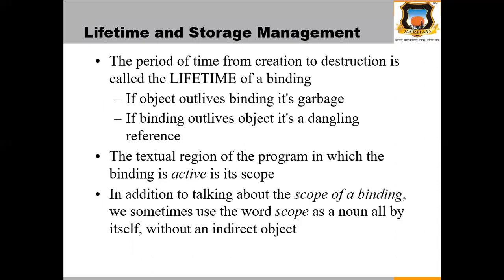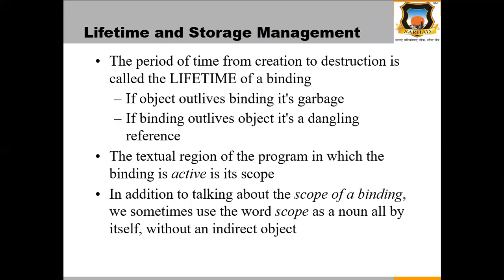Now, the period of time from creation to destruction is called the lifetime of a binding. When the binding is created, its lifetime starts, and when the binding is destroyed, that is the end of it. When an object outlives its binding, it is called garbage. If the binding outlives the object, it is a dangling reference. When the binding is not valid at that time, there is a dangling reference problem.